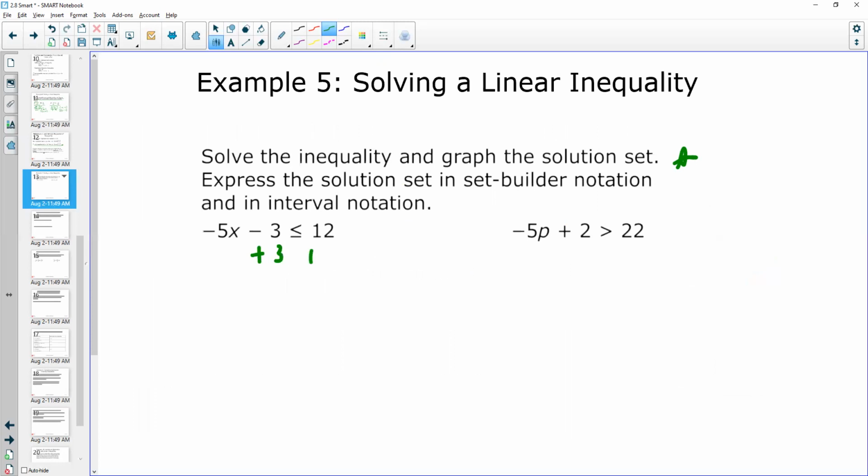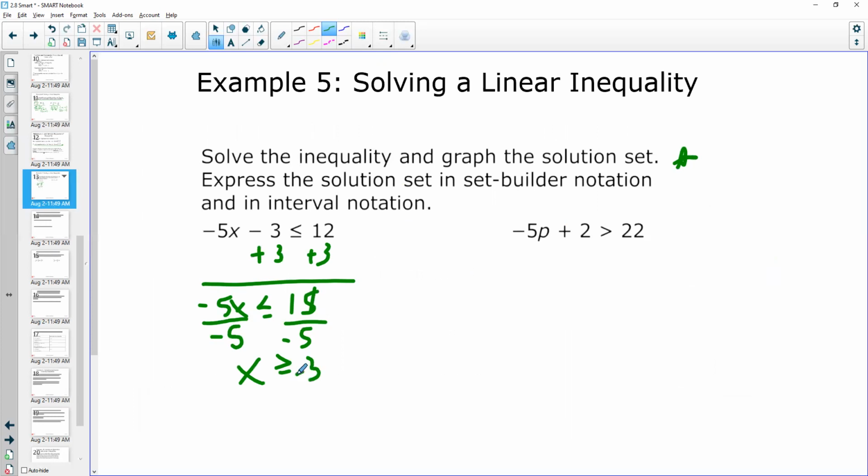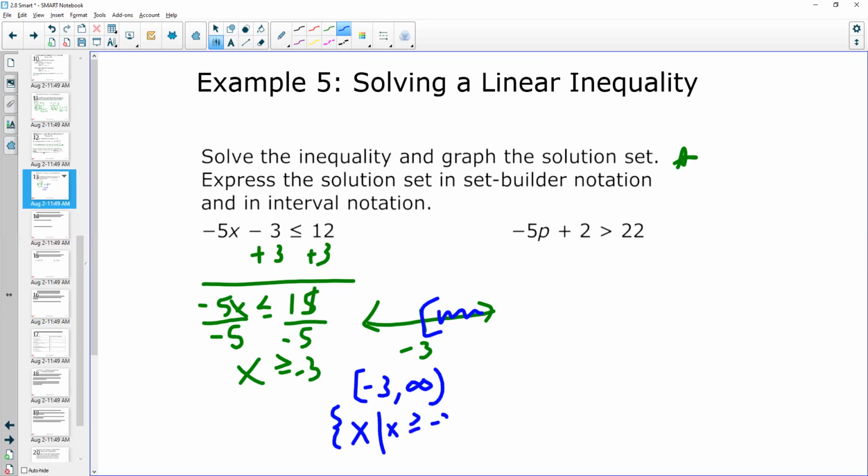So I'm going to add 3 to both sides. I get -5x less than or equal to 15. And then I'm going to divide by -5. That means I need to flip the inequality sign to the other direction. The answer is x is greater than or equal to -3. So I'm going to put that on a number line. X is greater than or equal to -3 is over here. It's a hard bracket. And then in interval notation it heads to infinity, and set builder is x, where x is greater than or equal to -3.